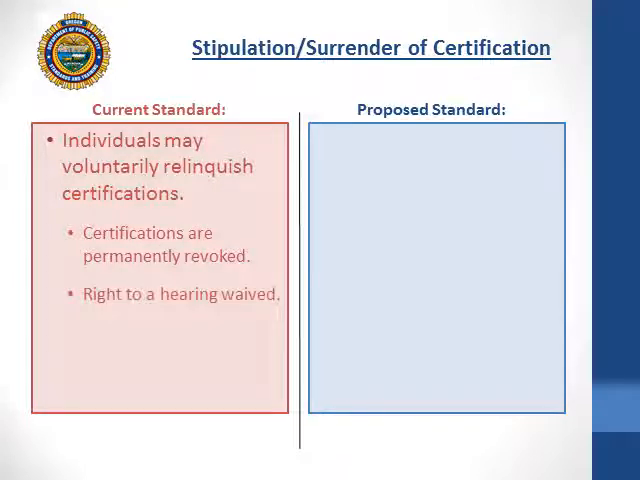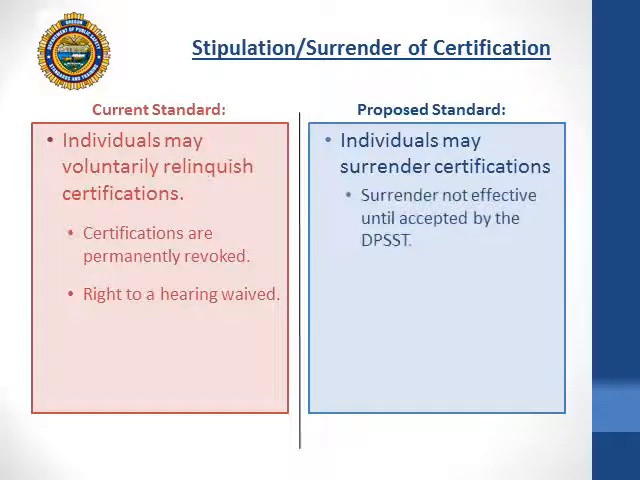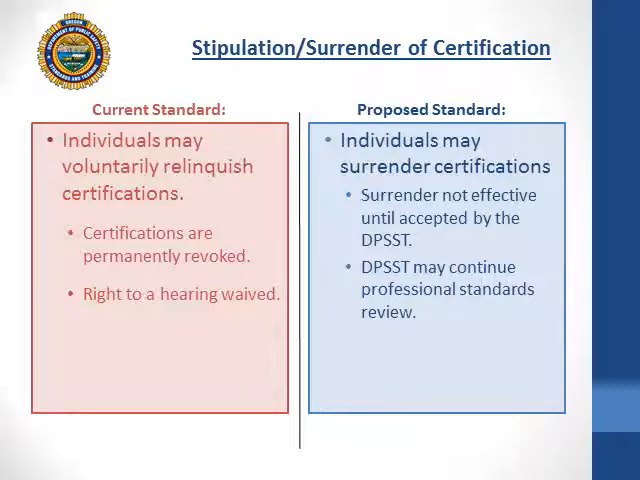Under the proposed standard, officers may choose to surrender certifications, but that surrender will not become effective until it is accepted by the department. Prior to accepting a surrender, DPSST may continue an administrative investigation to complete its record. This change is being recommended to ensure that violations of moral fitness standards are recorded properly and to prevent someone who's violated the standard from being reemployed as a public safety professional.